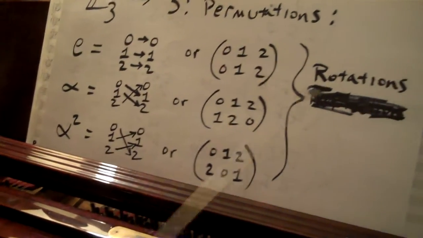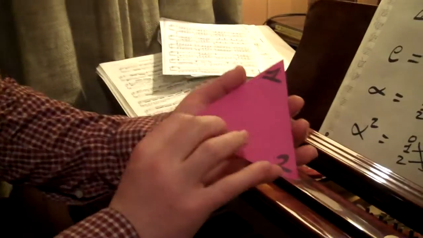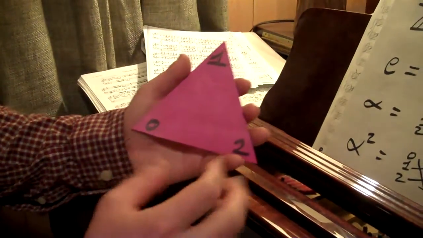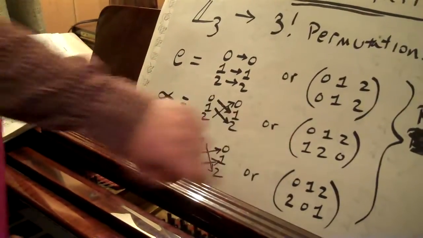Now let's take a look at this geometrically for a minute, using an equilateral triangle with these 3 elements, 0, 1, and 2. It doesn't change with the identity element. With alpha, though, what do we need to do in order to obtain this permutation?